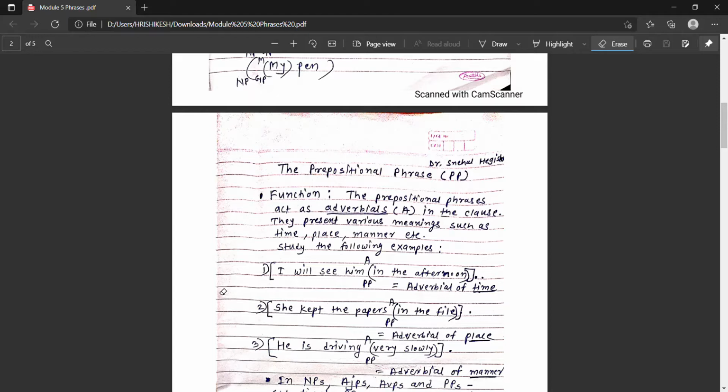Then in the second example: she kept the papers in the file. We have enclosed in the file in the round bracket. In the file is again a prepositional phrase functioning as adverbial. What type of adverbial is it? It is an adverbial of place. Where did she keep the papers? She kept the papers in the file.